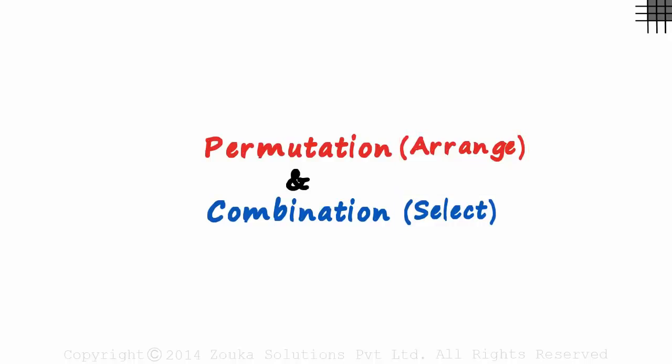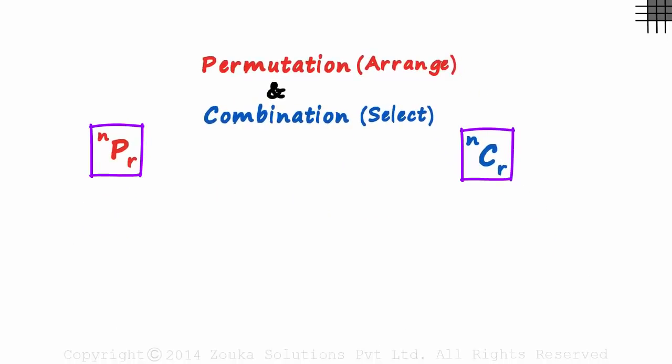Is it extremely easy to figure out the difference between arrangement and selection? Before we get to a few examples, let's understand the notation. If we have to arrange R things out of N, it's written as NPR. Arranging R things out of N. We use P as its permutations. And for selecting R things out of N, we write it as NCR. C for combinations. Let's zoom out and discuss each of these in detail.